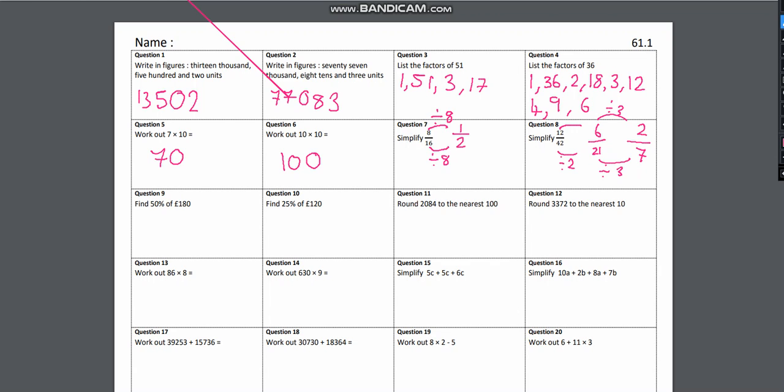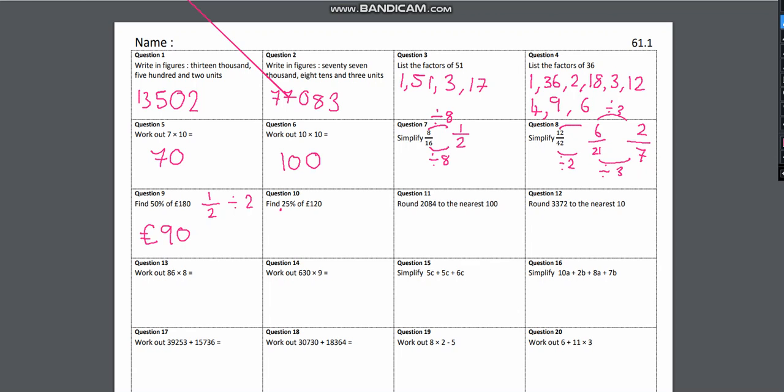Next up, it asks me to find 50% of 180. Now, finding 50% of something is exactly the same as finding half of something, okay? So all I want to do to find half is divide it by 2. So half of 180 is £90. That's all it means. Now, the next one says find 25% of 120.